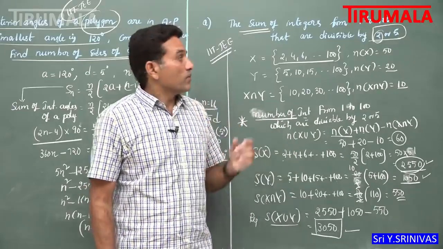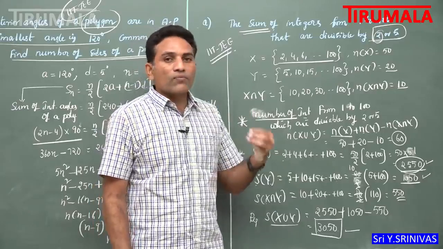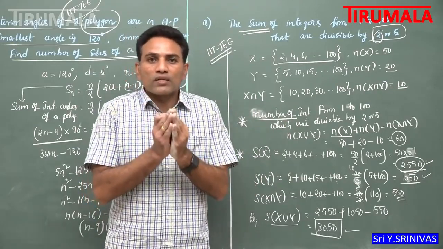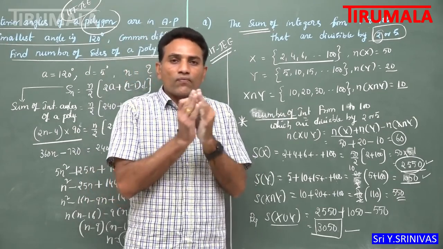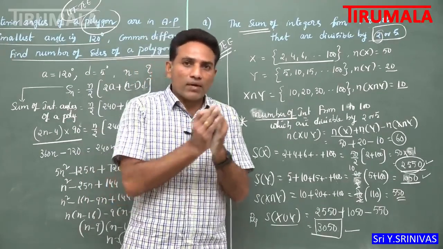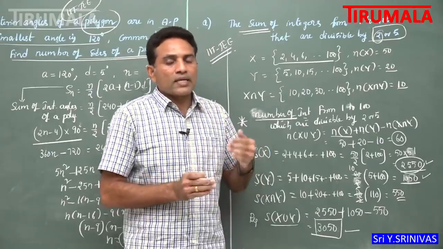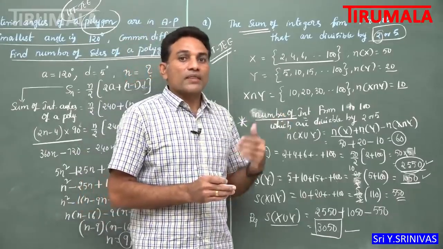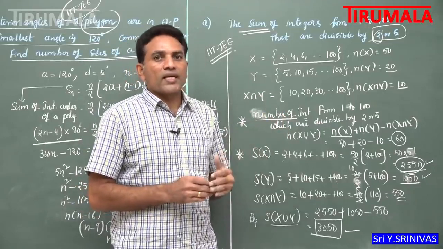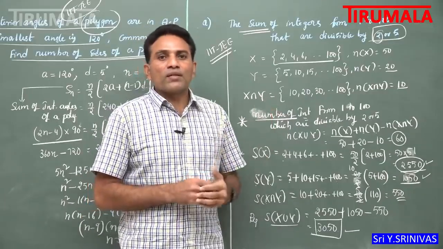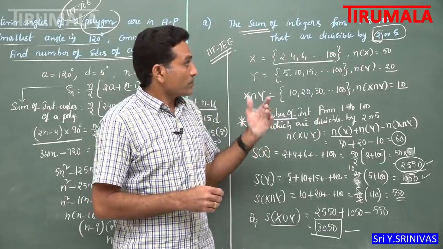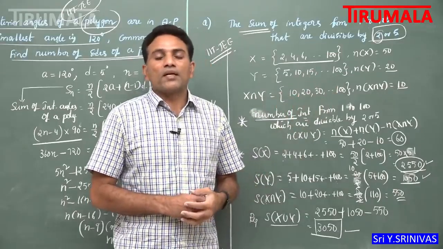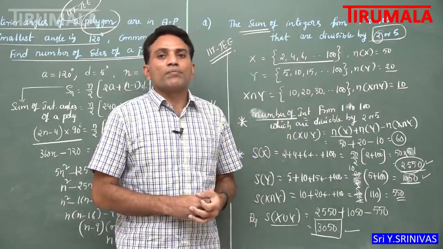That means they are divisible by 2 or 5 or 7. Hence, sum of 2 multiples plus sum of 5 multiples plus sum of 7 multiples minus sum of 10 multiples minus sum of 35 multiples minus sum of 14 multiples plus sum of 70 multiples.